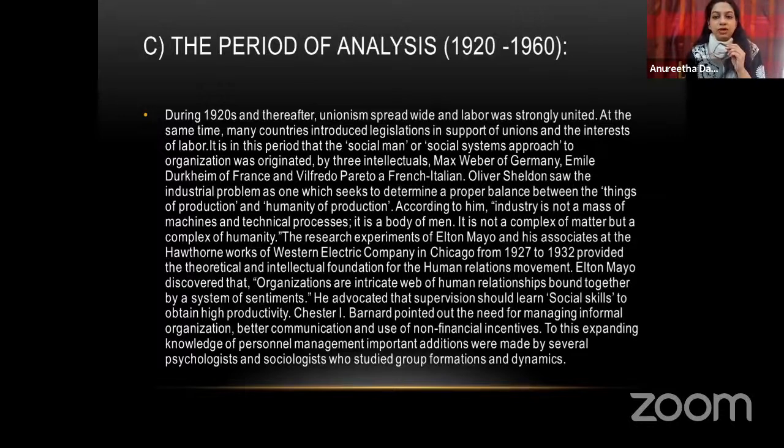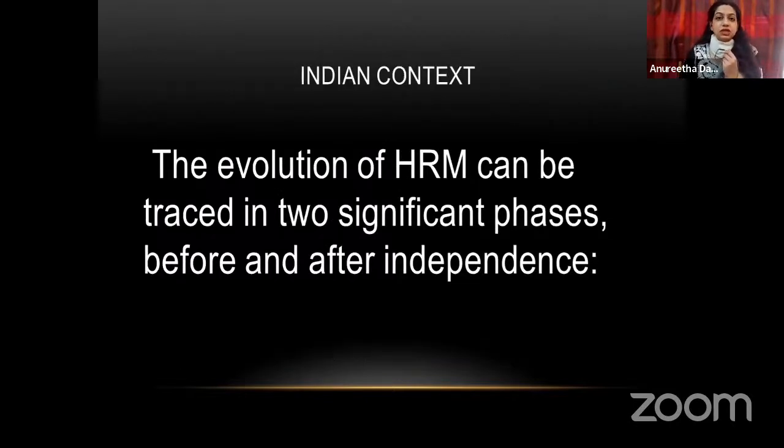So in this humanity of production, they wanted to focus more on the formation of the organization, how to reduce the cost of production, and how to have a proper balance between the sentiments of the people as well. So this was the period of analysis, analyzing the problems, analyzing what is the better course of action, what is the proper balance of things between machines and people, how to have better communication amongst the people. So all this was their analysis in the third period. So these were the three most important evolutions of HRM.